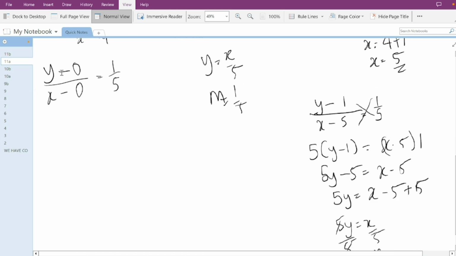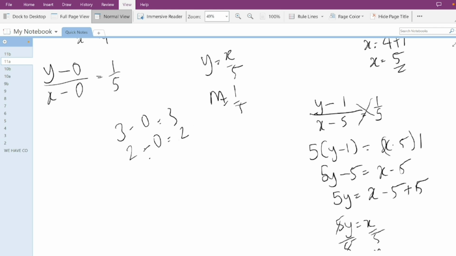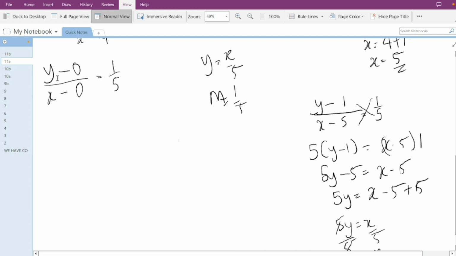At this point, don't get confused with this. Like y minus 0, what's y minus 0 and what is x minus 0? You can put actual numeric values to see what you get, like 3 minus 0, which will be 3, 2 minus 0 will be 2. Whatever number minus 0 will give you the actual number. So note that and use that in solving the question. So with that understanding, y minus 0 is y over x minus 0 is x equals 1 over 5.